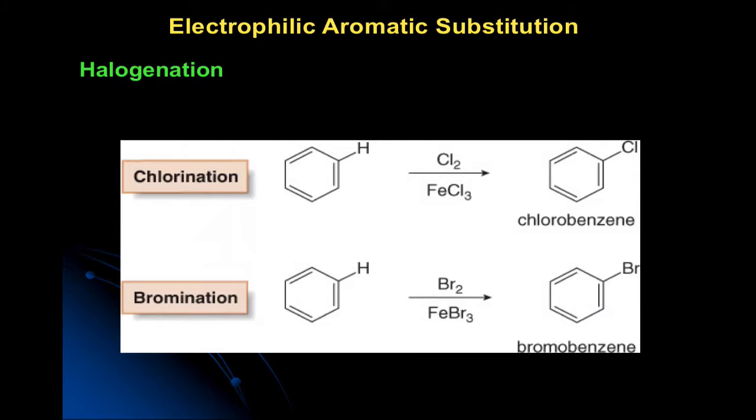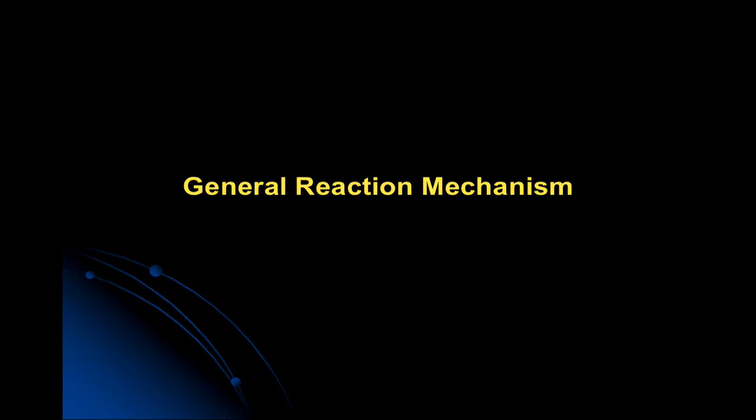Okay? We can do the same thing for the bromination. I can just use liquid bromine and iron as well. So those types of reagents will work just fine. But in either case, it's the iron trichloride or the iron tribromide that is actually the catalyst. So now, let's talk about the mechanism of how we get the electrophile.